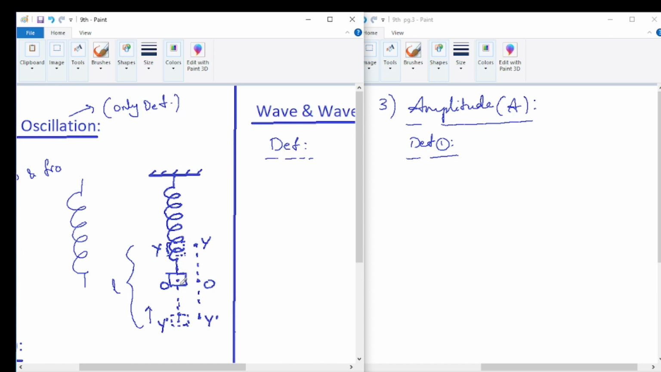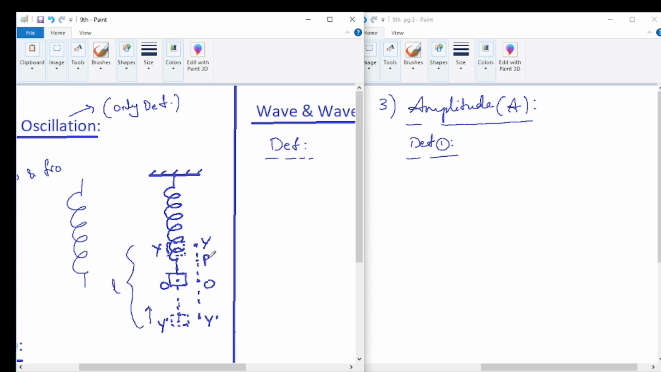When the load is made to execute vibrations, we pull the load downwards to the point y dash, the lower extreme position, and then leave it. Then it goes to the position y and again back to y dash. That way it's executing vibratory motion. Now consider any position of the load. During its oscillatory motion, imagine that the load is moving from the mean position O upwards. After some time, let it reach a position P. So P is the final position.